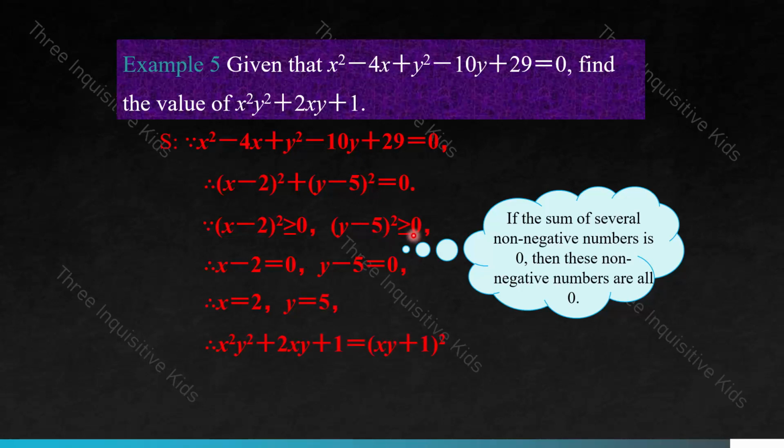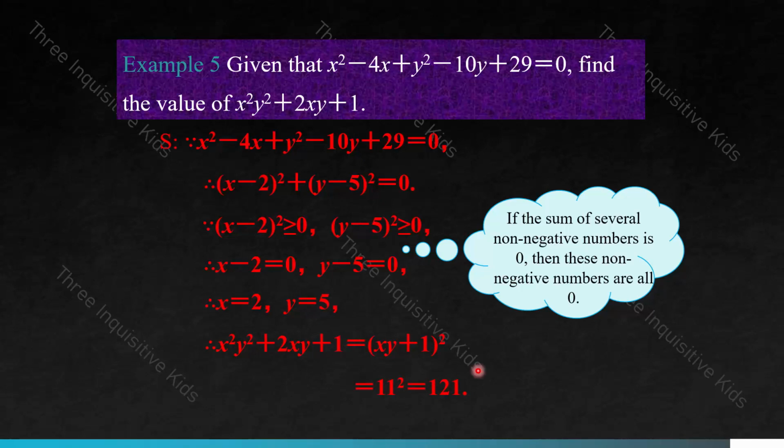And now finding the value of this second expression. Before substituting, we always simplify. So first we can simplify this into the factored form of (xy plus 1) squared. And then substituting in the values of x and y, we have 121 as our final answer.